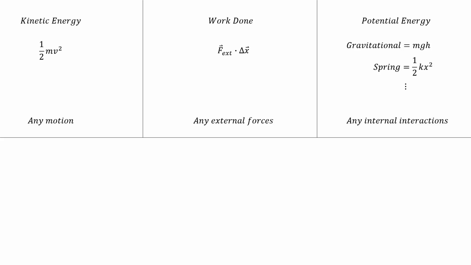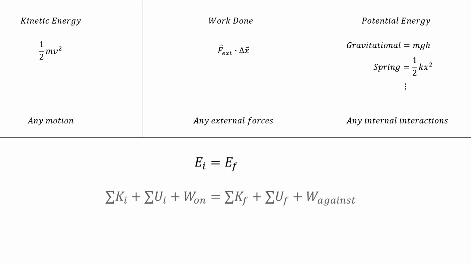Conservation of energy says, very simply, that whatever energy is present when I first look at a situation should be accounted for at any other time. Therefore, the sum of all of the kinetic energies in my system, plus all of the potential energies, plus any work adding energy to the system, should be equal to the sum of all kinetic and potential energies later on, plus any work that removed energy from the system.